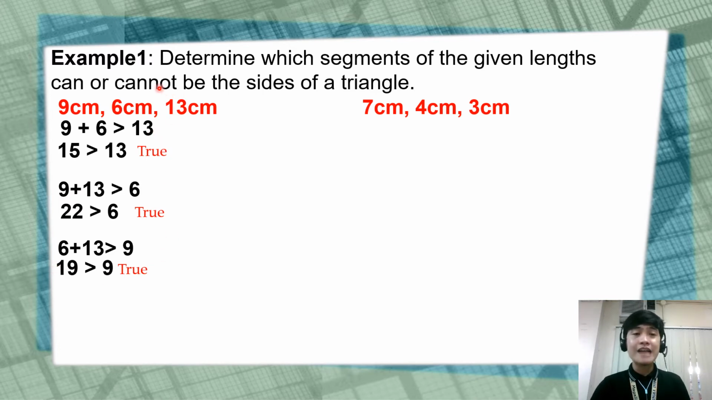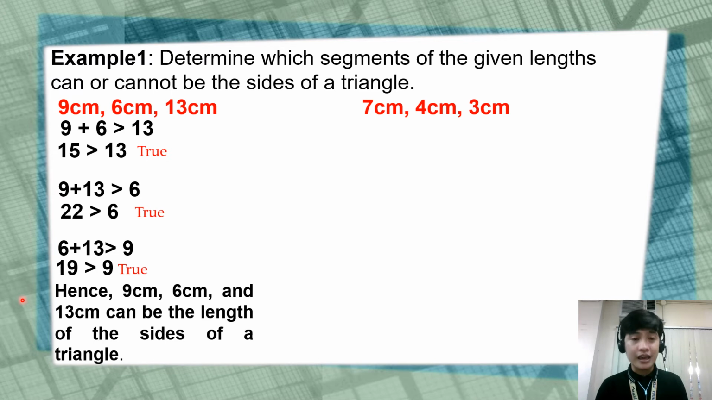Ngayon, dahil na-satisfy nitong set na ito yung triangle inequality theorem, we can now say that 9 cm, 6 cm, and 13 cm can be the length of the sides of a triangle. Why? It is because it really concurs with the concept of the Triangle Inequality Theorem, which states that the sum of any two of its sides is greater than the measurement of its third side. Lahat yun na-comply nitong set na ito. Now, let's try to check kung itong second na ito ay compliant din sa triangle inequality theorem natin.